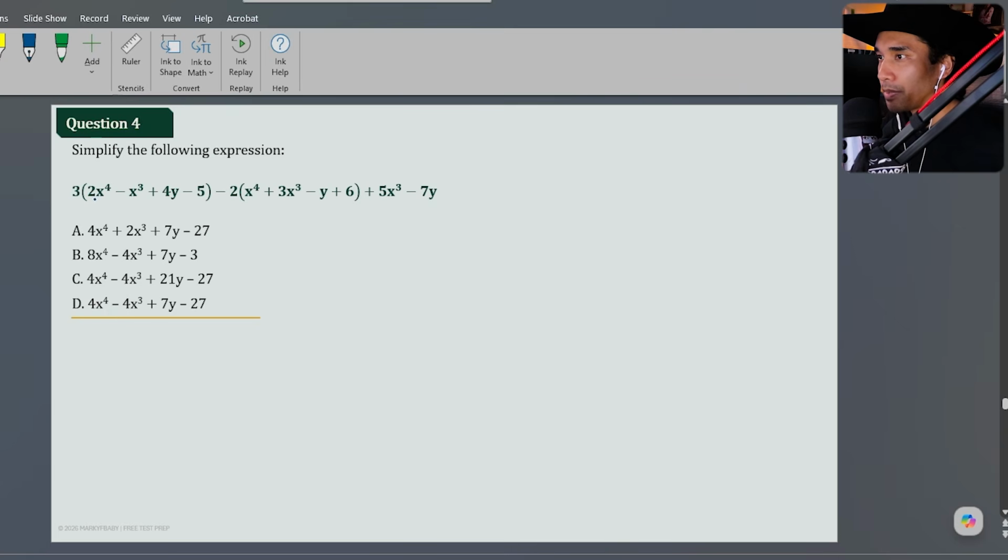Now what's next? We distribute the coefficient. This 3 will be distributed into this parentheses. This negative 2 will be distributed to this parentheses, and these just get carried over, okay? Let's go ahead and perform that. Let's just do the first parentheses, and I'm going to just go ahead and do the math to the right, and I have 3 times 2x to the 4th, so I'm going to go 6x to the 4th, and then I have 3 times negative x cubed, and that equals negative 3x cubed.